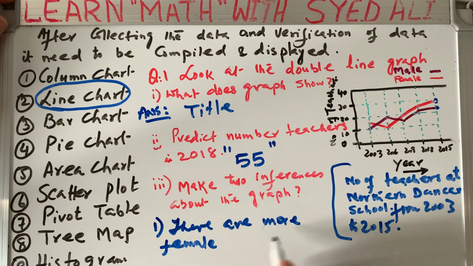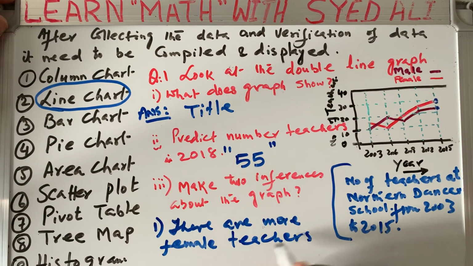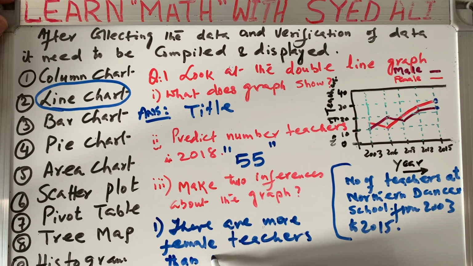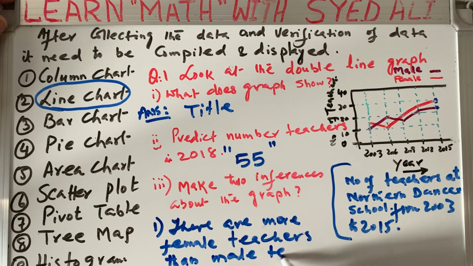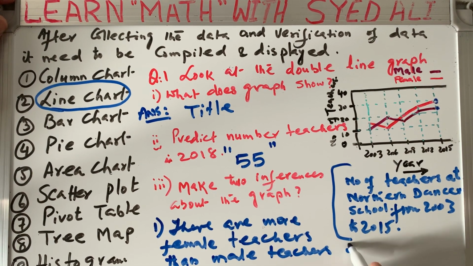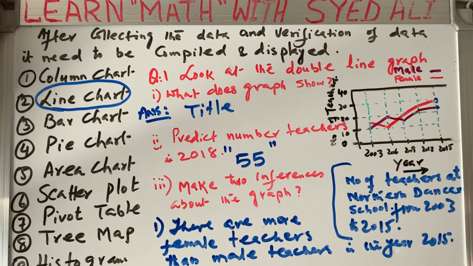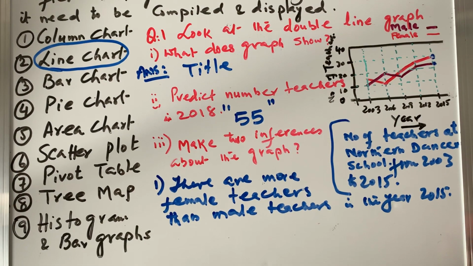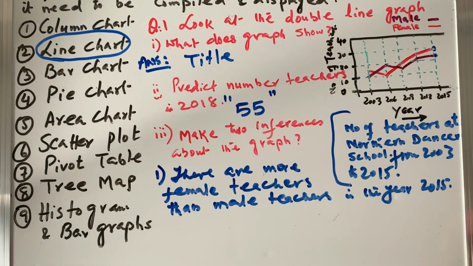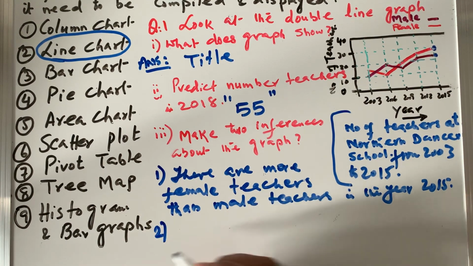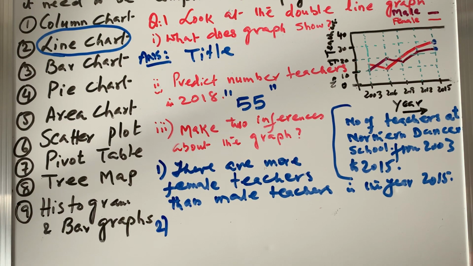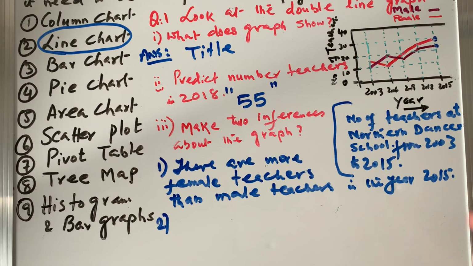There are more female teachers than male teachers in the year 2015 at Northern Dancer Public School. You can say the whole thing, or you can stop there. You can make another inference. You have to make 2. It's your own answer, and you can describe it any way you like.